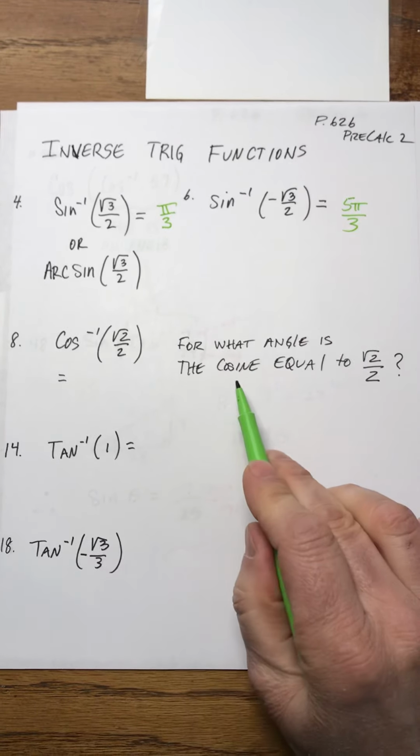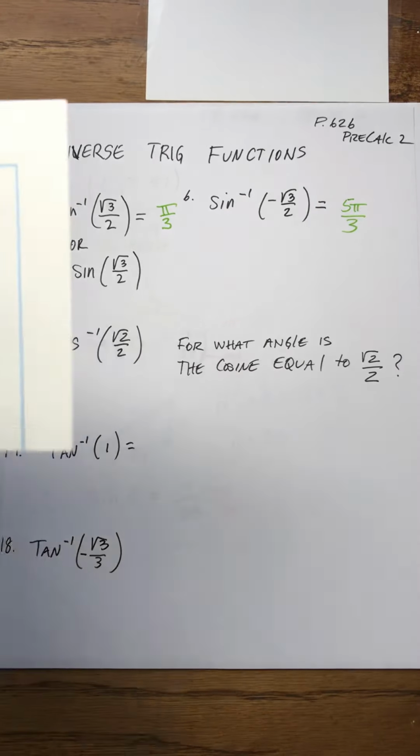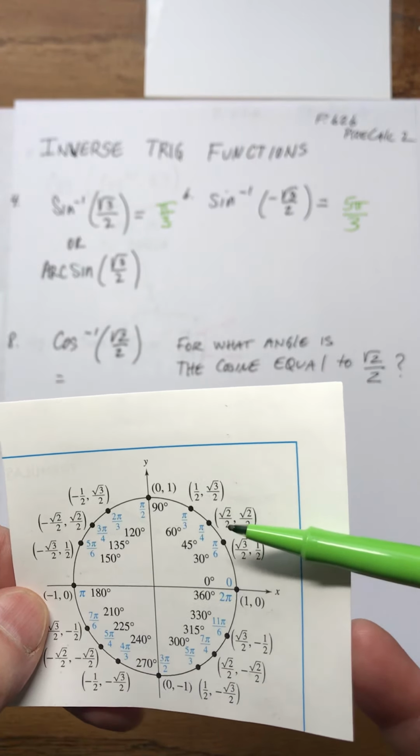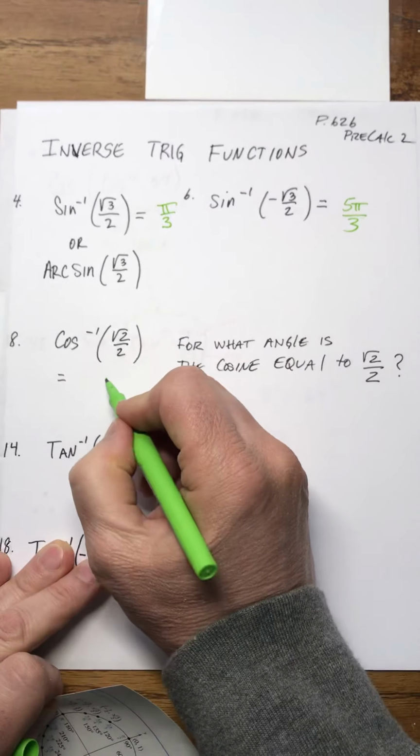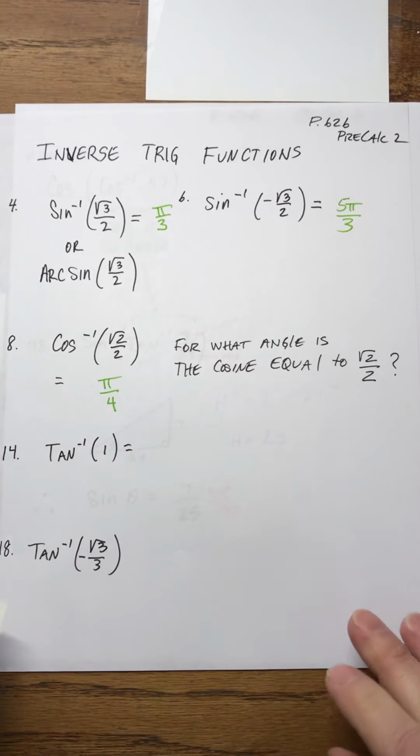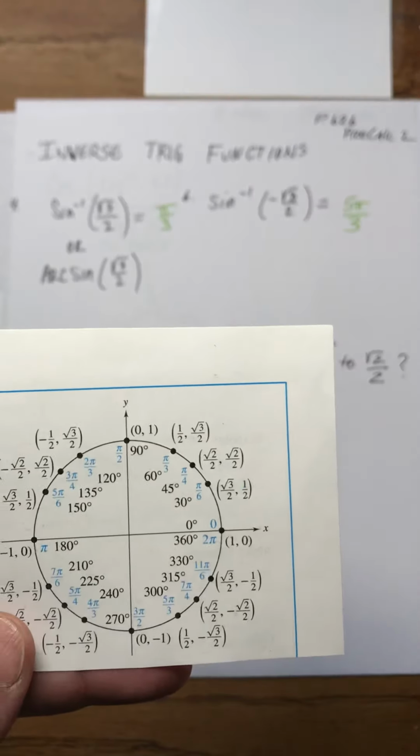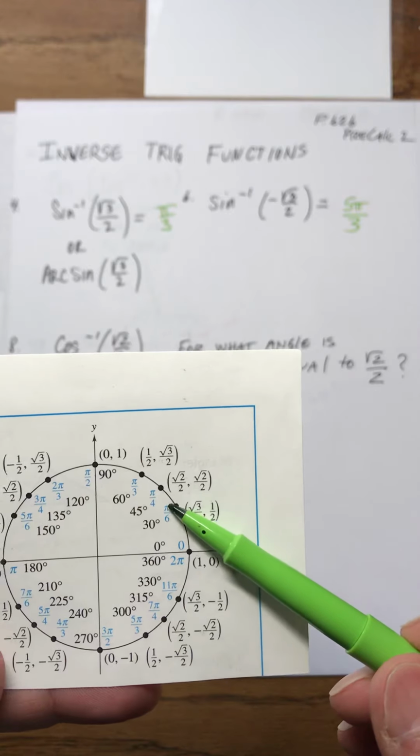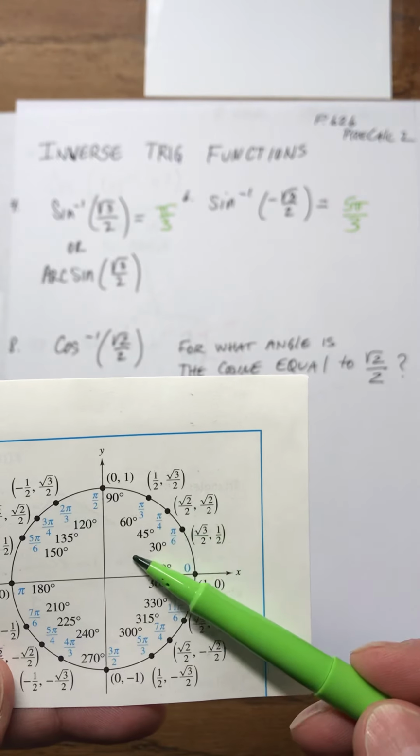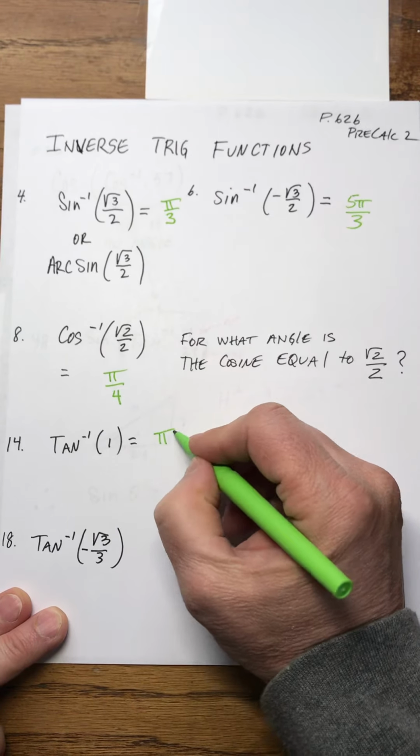Like for example, number 8, it says, for what angle is the cosine equal to square root of 2 over 2? And if you look here, square root of 2 over 2 is the x-coordinate, because we're talking about cosine, that would be 45 degrees, or pi over 4. Some of them are a little bit more complicated, and you have to think a little bit more. It's usually the tangent ones. But where is the tangent equal to 1? I have to think about when I divide y by x, what angle is going to give me a 1? And again, that would be pi over 4, or 45 degrees, because this and this are the same. So this would be 45 degrees or pi over 4.